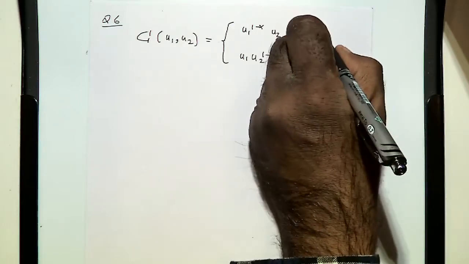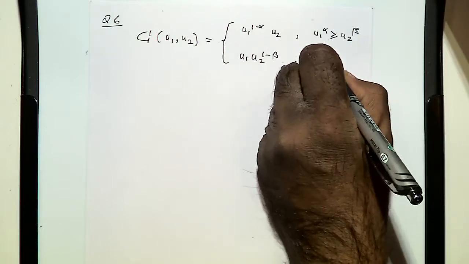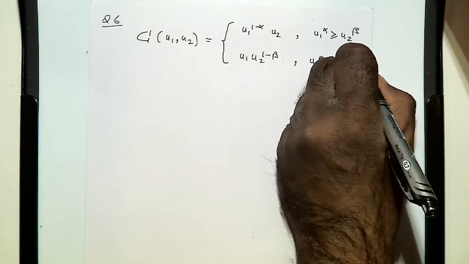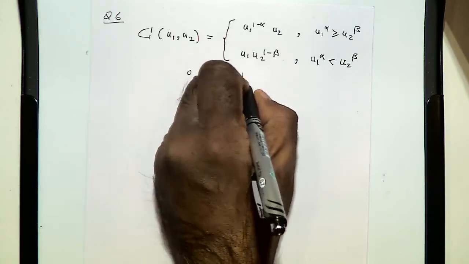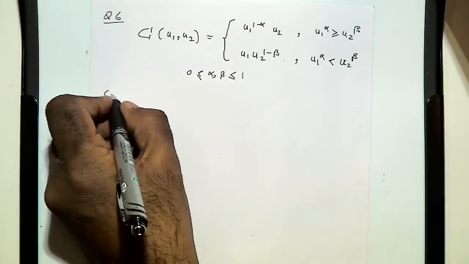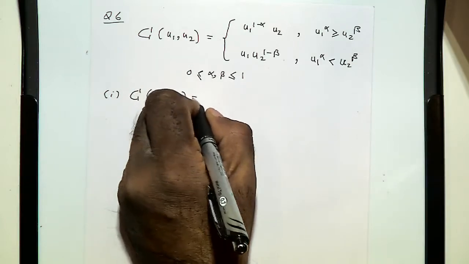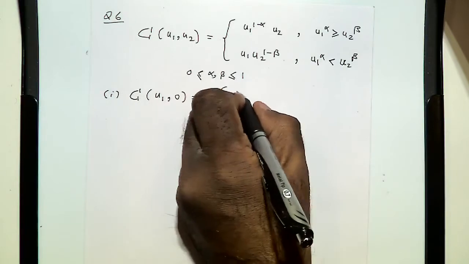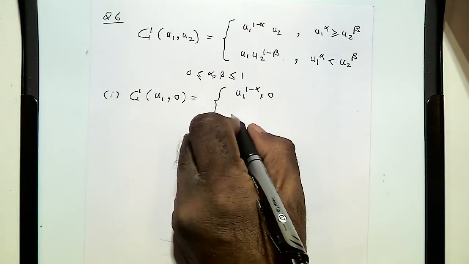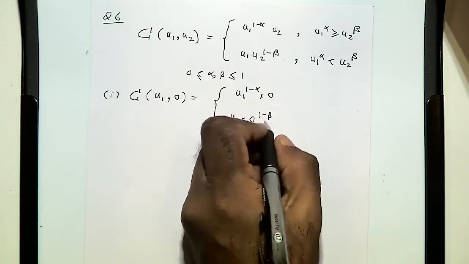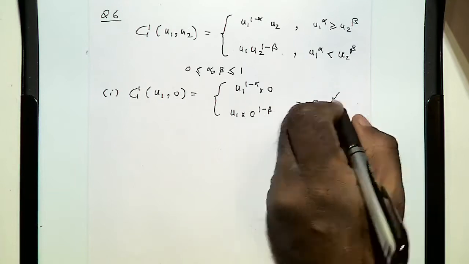So this is so if u1^alpha is greater than or equal to u2^beta. Alright, guys, so alpha is between 0 and 1, and so is beta. So the first condition you need to check is C at (u1, 0). So you put u2 equal to 0, so this becomes 0 multiplied by... and this is u1 multiplied by 0 to the power 1 minus beta, right? And both these are 0 clearly. So this is equal to 0. So condition 1 is satisfied.